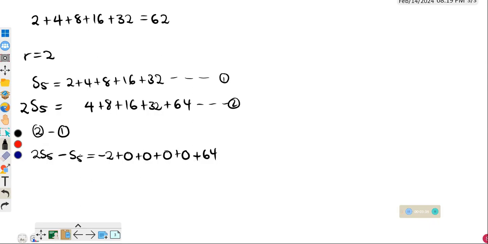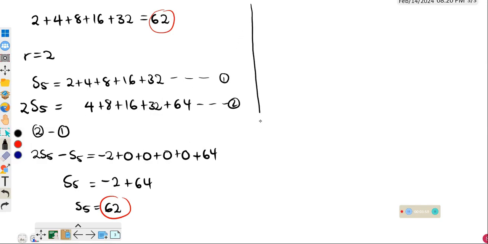So when you say 2 times the sum of 5 terms minus the sum of 5 terms, it gives you the sum of 5 terms. Here we have minus 2 plus 64. But when you say minus 2 plus 64, it gives you 62. Now if you look at this value, it's the very same one we got when we punched this into our calculator, right? So now I want us to come up with a way to treat this in variable form. Here's what we need to remember first.